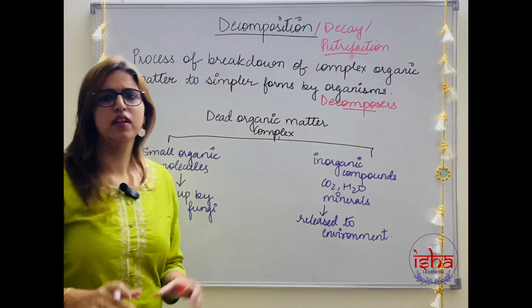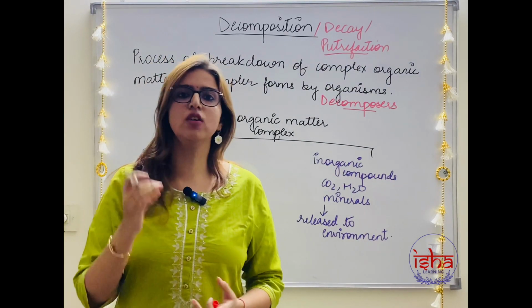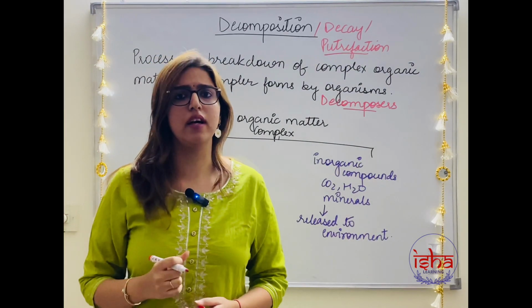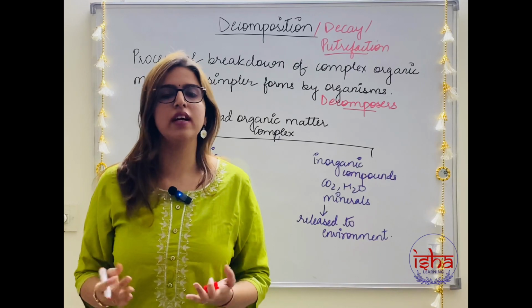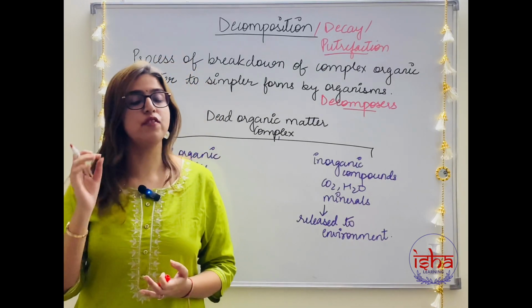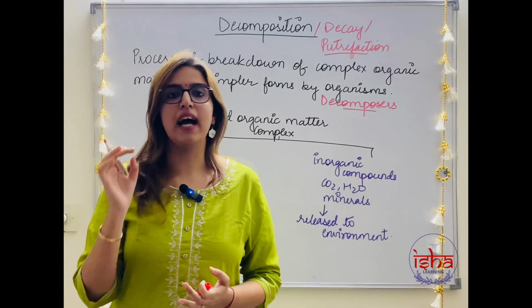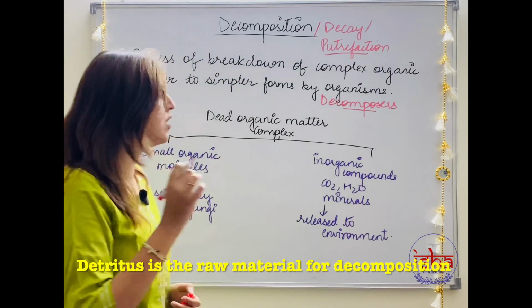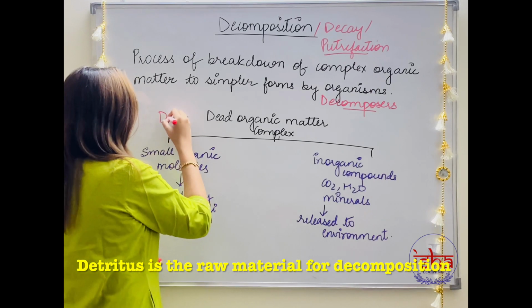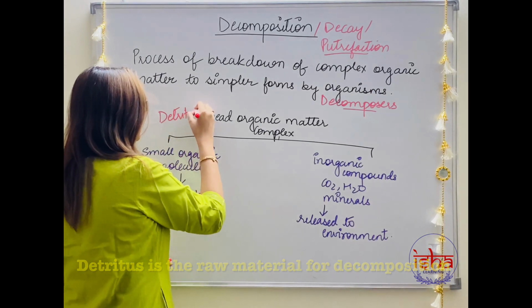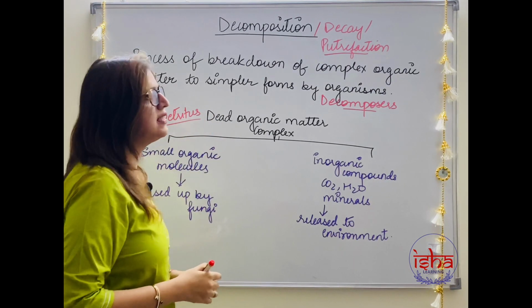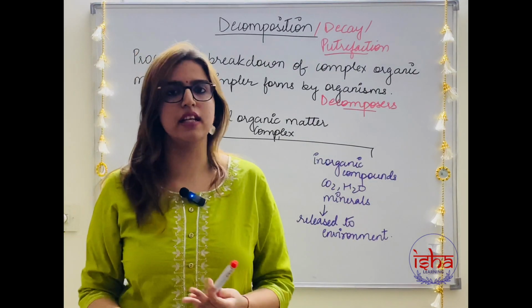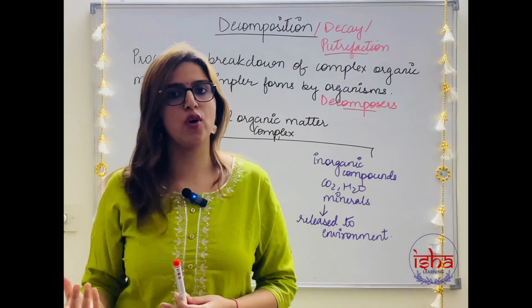Well, simple. Now let's try to understand अगर complex matter breakdown हो रहा है तो simpler form बन रहे होंगे. So this complex matter first of all is organic and this matter is called detritus. क्या है ये? Detritus is the raw material for decomposition. So now if something is getting decomposed, क्या टूट सकता है nature में? वही जो बर्बाद हो रहा होगा.